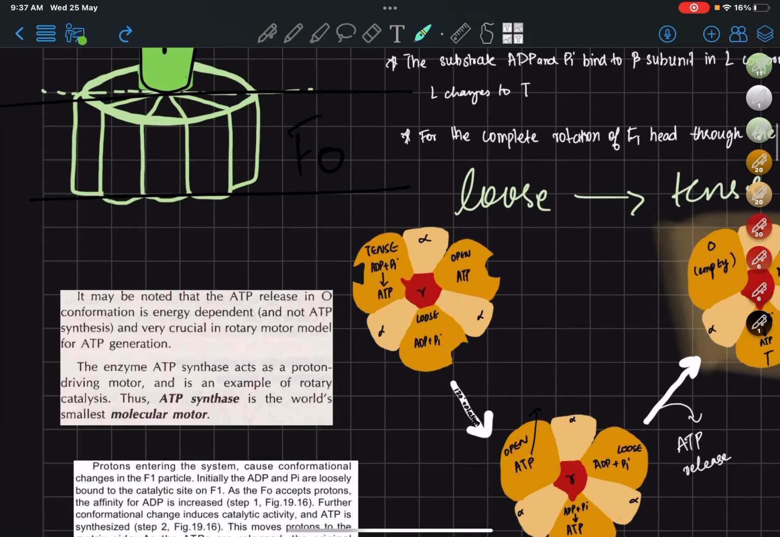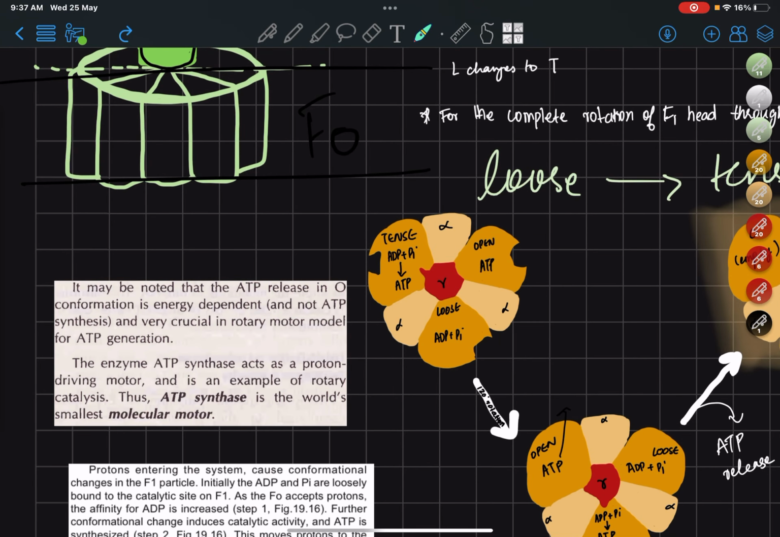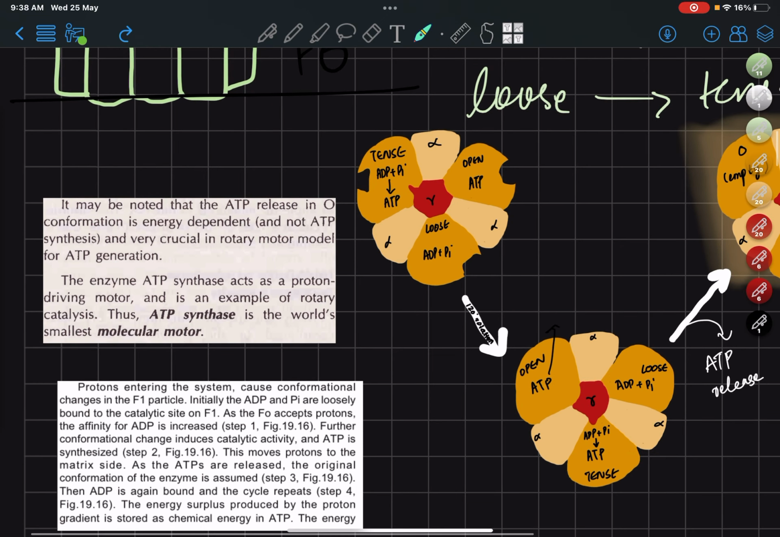So as I said a few minutes back, ATP release in O is energy dependent. The actual ATP synthesis is not. It's the conformational changes, and because of the conformational change only the ATP is being released, right? So that's why that ATP release is energy dependent. That's very crucial. And then the enzyme ATP synthase acts as a proton driving motor, and is an example of rotatory catalysis. That's why it is the world's smallest molecular motor, right?